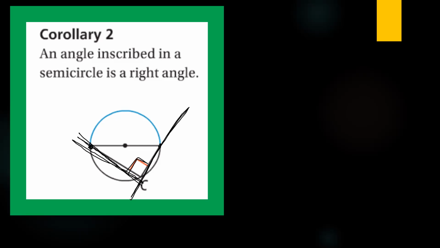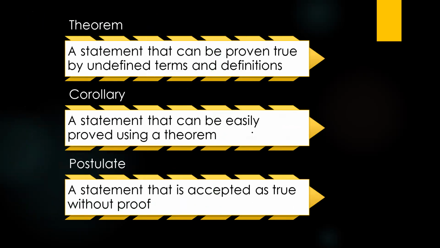Now, let's revise the difference between theorem, corollary, and postulate. A theorem is a statement that can be proven true using undefined terms and definitions. You have terms, you have definitions, but you can prove it true and write the statements. These statements that can be written, we call a theorem.